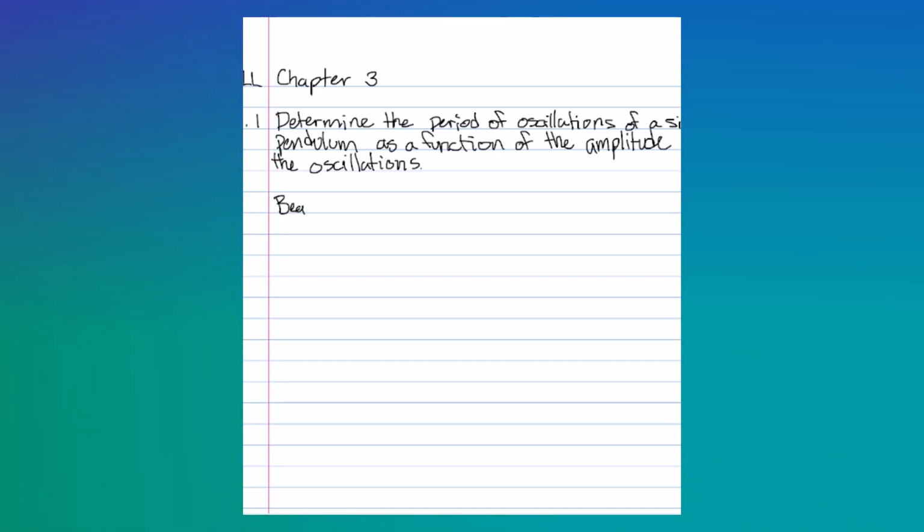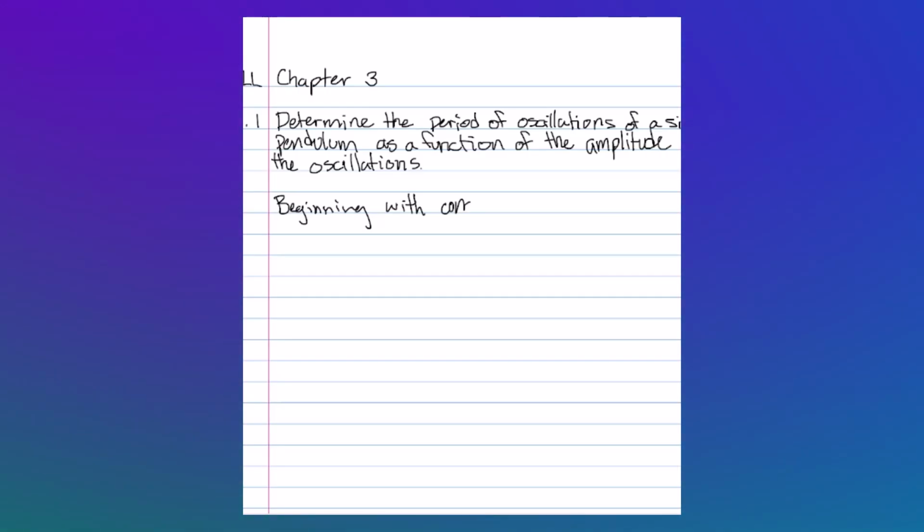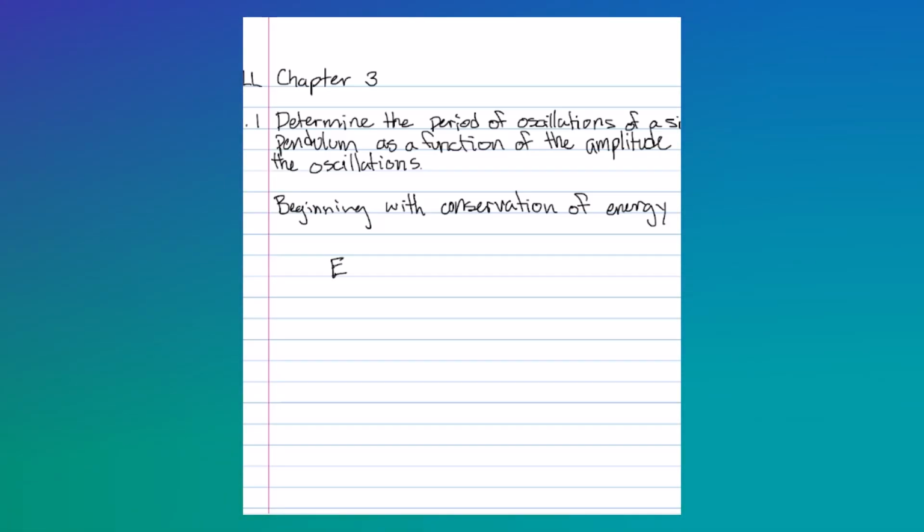All right, everybody. This one is a little bit more of a challenging problem. So we're going to determine the period of oscillations of a pendulum as a function of the amplitude of the oscillations. So we're going to begin with conservation of energy. We can express the energy of a pendulum as follows.